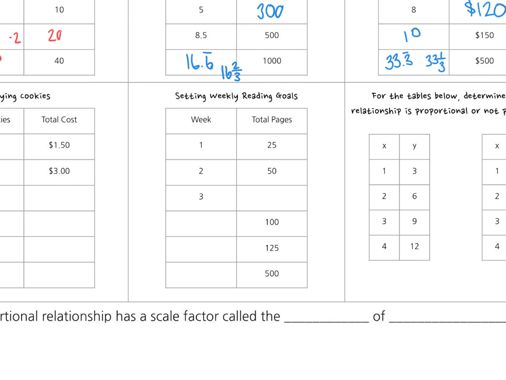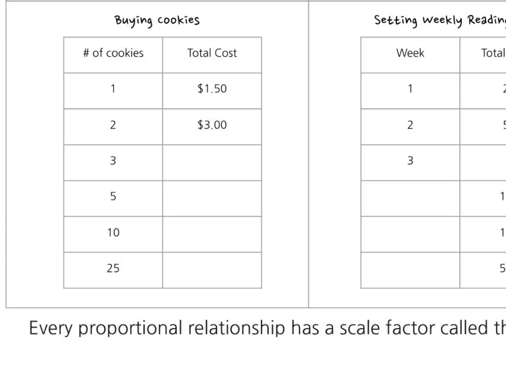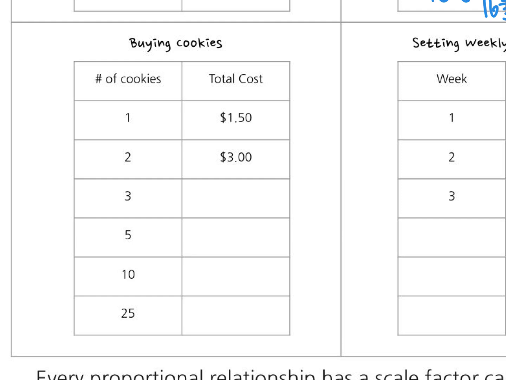Here we go. First table, who can run us down your answers for the buying cookies, the prices you had? Blake. So, for 3, the total cost is $4.50. Good. For 5 cookies, it's $7.50. For 10 cookies, I got $15. And for 25 cookies, I got $37.50. Excellent. Those answers are all correct, so make sure your table matches what Blake gave us there.